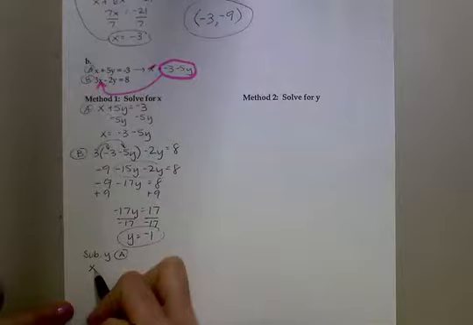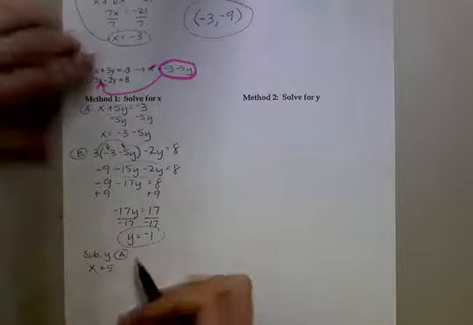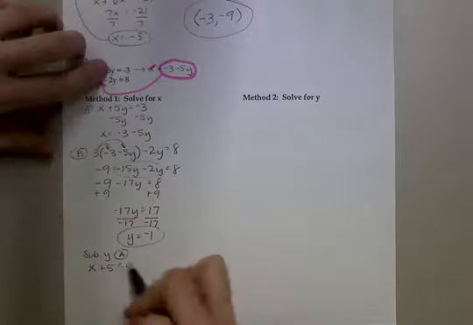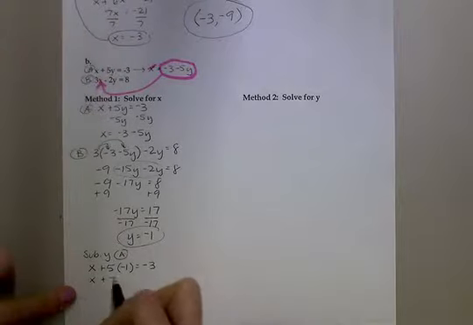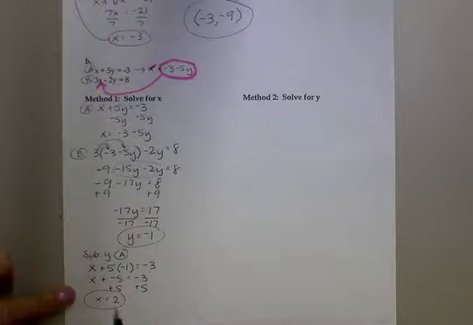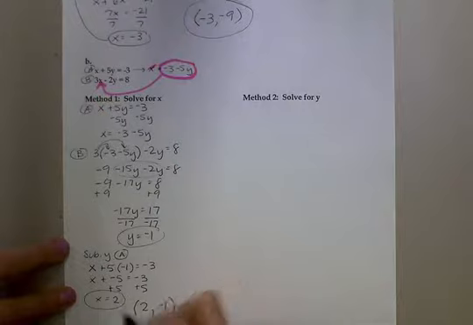So in our first equation, x plus 5 times, well, y is just -1 is equal to -3. So x plus -5 equals -3. Let's add 5 on both sides. X is equal to 2. So our x-coordinate is 2, our y-coordinate is -1. We know that our solution point must be (2, -1).